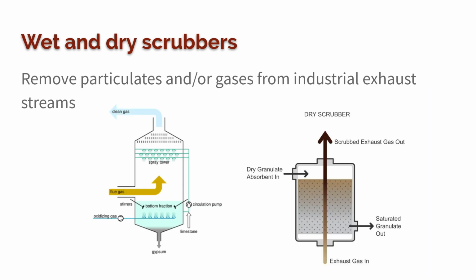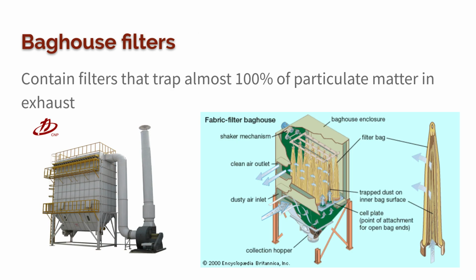And scrubbers remove particulates and or gases from industrial exhaust streams. You don't have to know the exact method of this. You just have to know that that's how they work. So they either use a spray tower or things that absorb the pollutants.